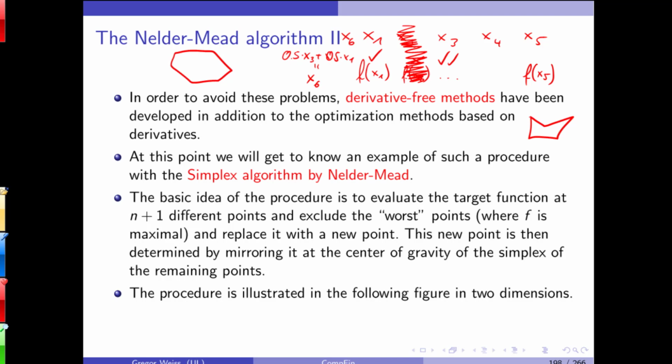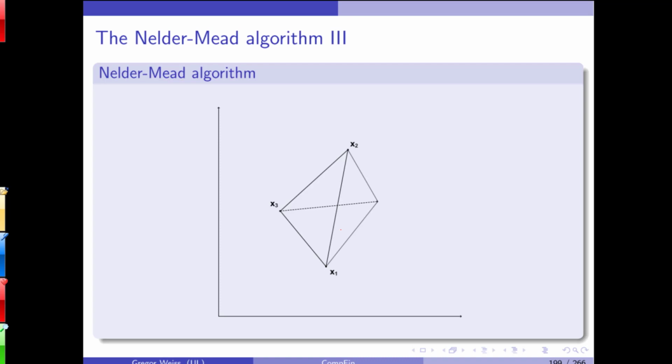And the idea of this simplex algorithm is to evaluate the target function at n plus 1 different points, exclude the worst points, and replace it with a new point. And this new point is determined by mirroring it at the center of gravity of the simplex of the remaining points. How do you do this? Actually, this is a very bad example. You need more points for this. Assume that you have points here.